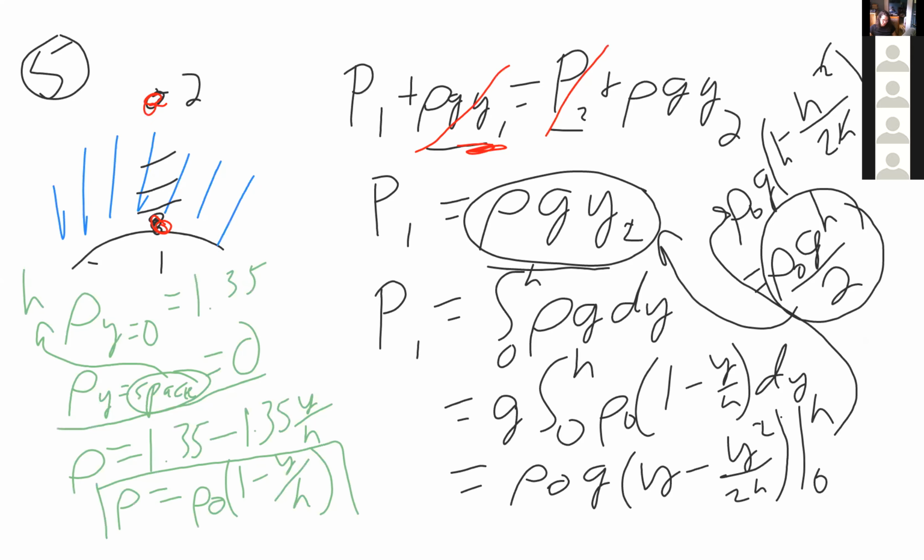Ultimately you are solving for the height of the atmosphere. So you set pressure 1 equal to rho g h on 2, and then you're going to solve for h right there. So you have h is equal to 2 pressure 1 over rho naught g.